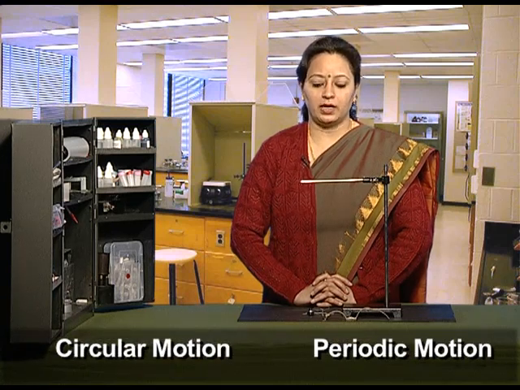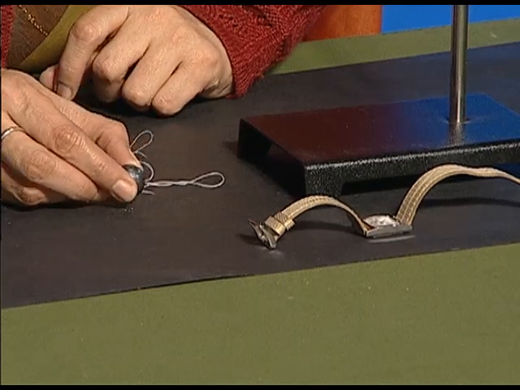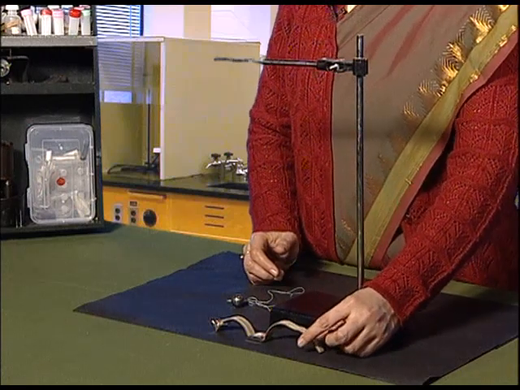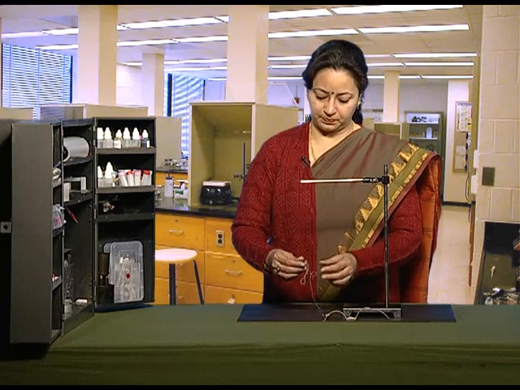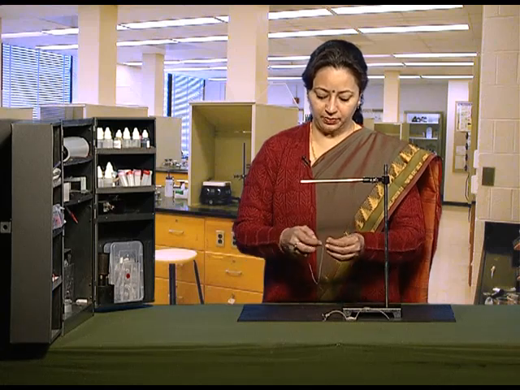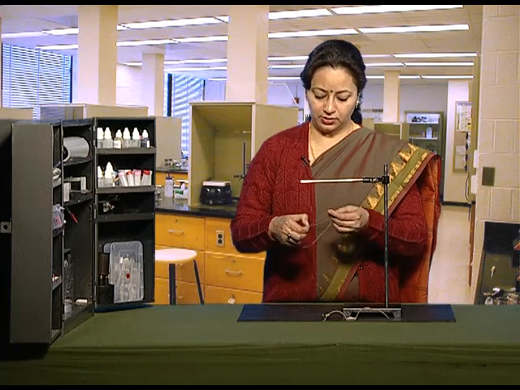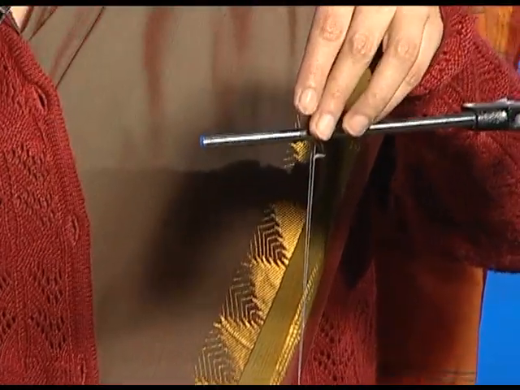For this, we require a pendulum bob with a thread, an iron stand, and a wrist watch. First of all, we'll take the pendulum bob, which is tied with a thread, and suspend it on an iron stand.